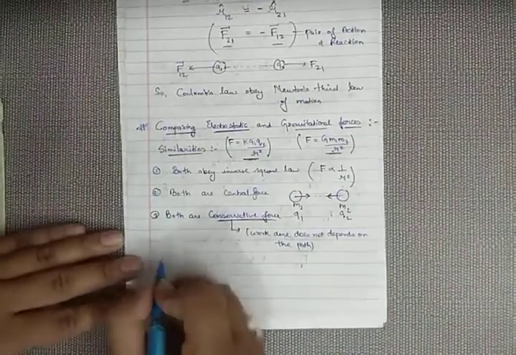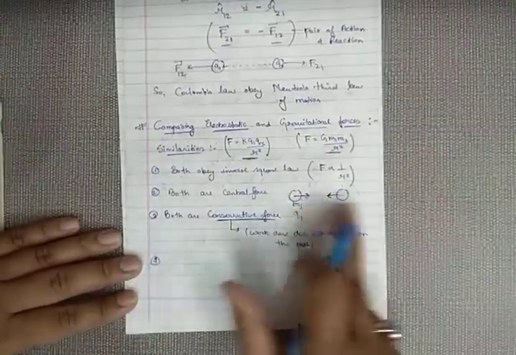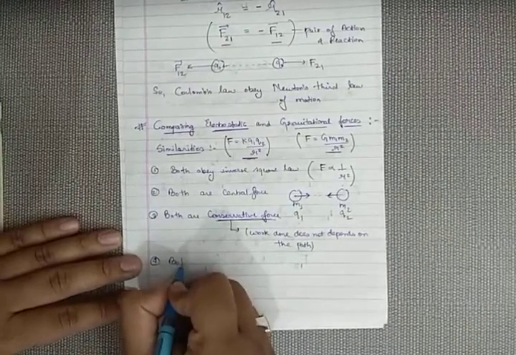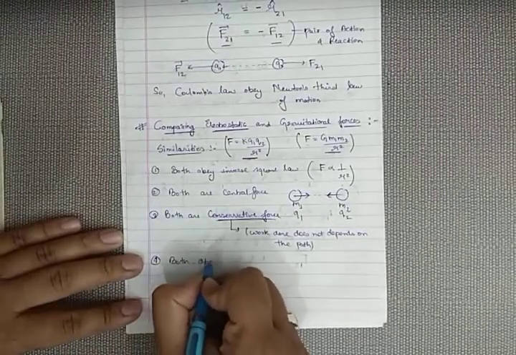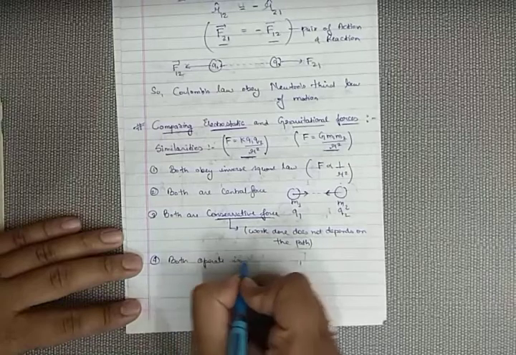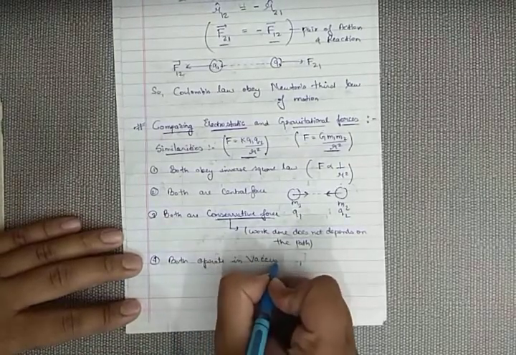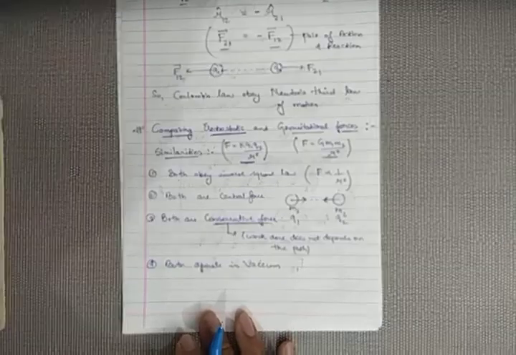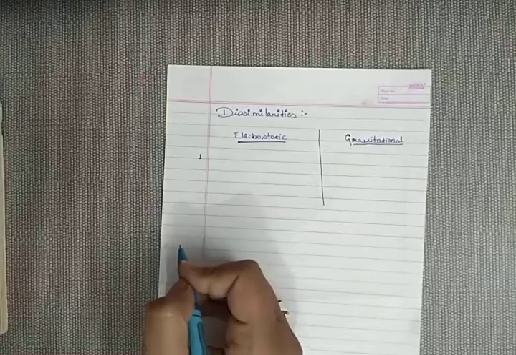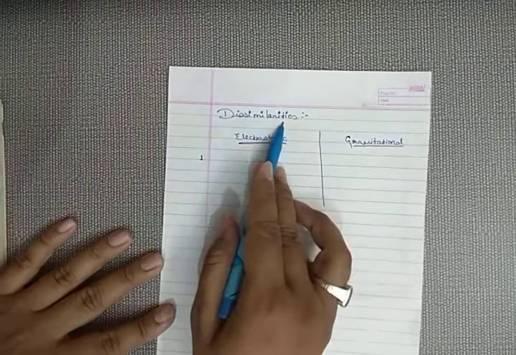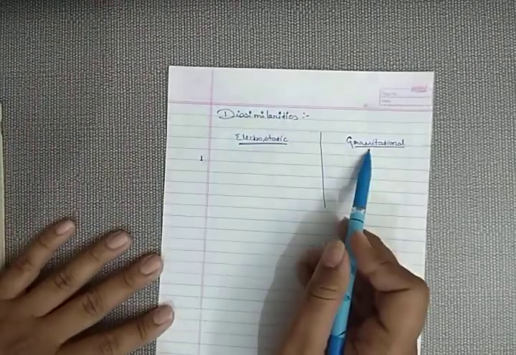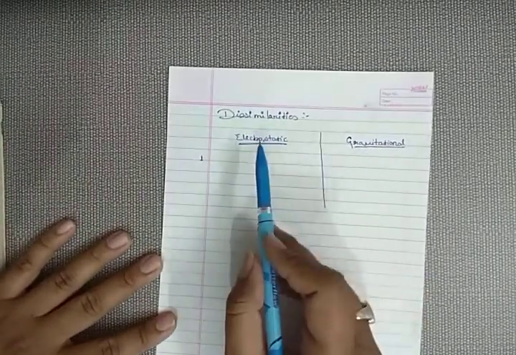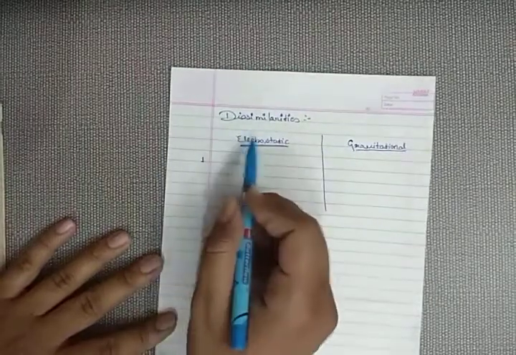And fourth, both these forces operate in vacuum. So these are generally the four similarities between these two forces. Now let's see some dissimilarities between electrostatic force and gravitational force. Just now we have seen the similarities and now we are going to see the dissimilarities.